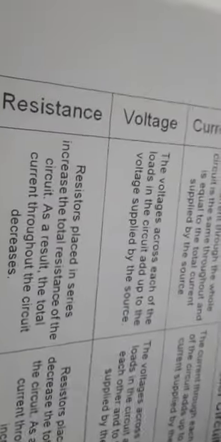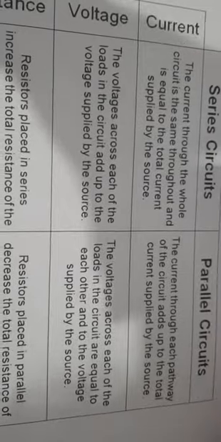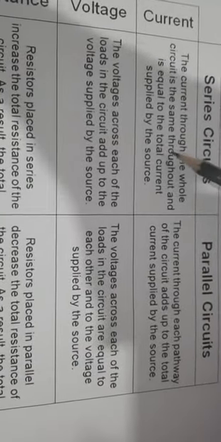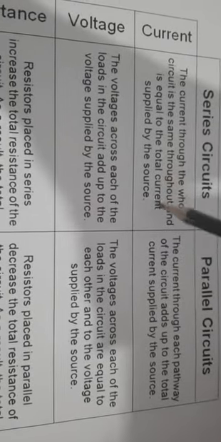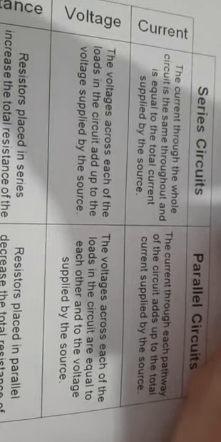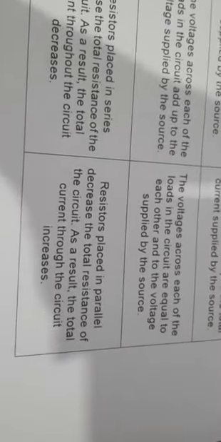Okay. Let's look at another table. I've also sent this. Let's just go through it again. The current for the series, the current through the whole circuit is the same throughout and is equal to the total current supplied by the source. In other words, whatever you start off with, you will end off with. The current through each pathway of the parallel adds up to the total current supplied by the source. Okay, so each little road it takes adds up.